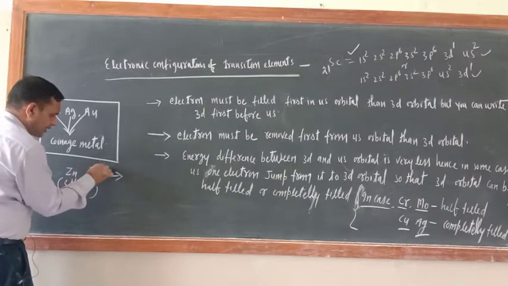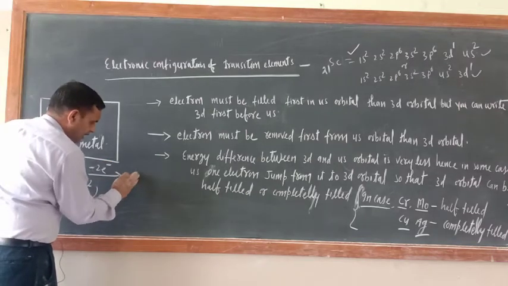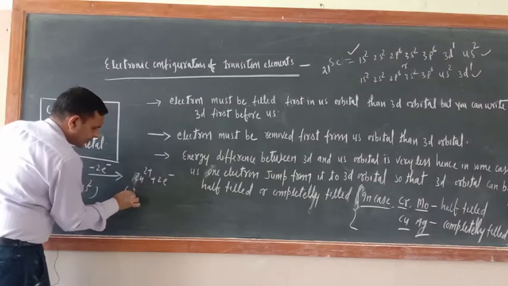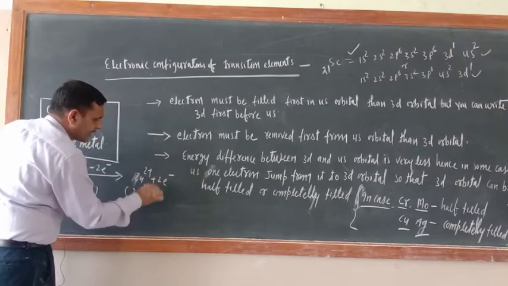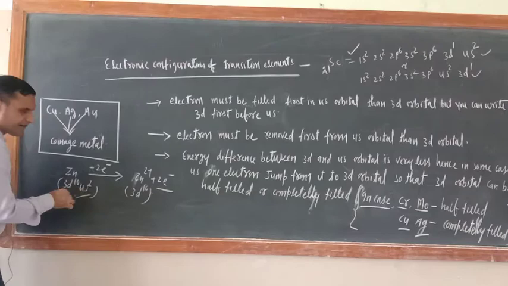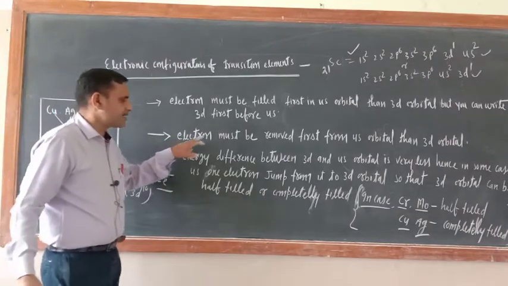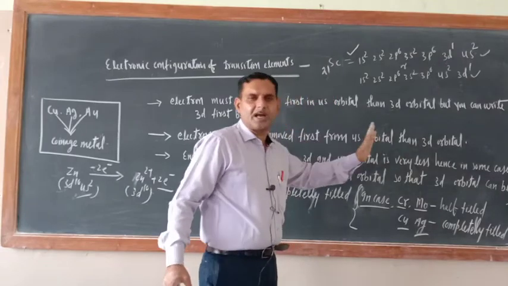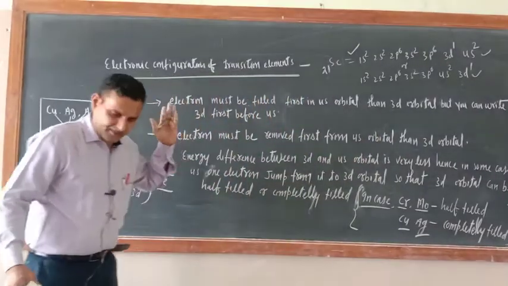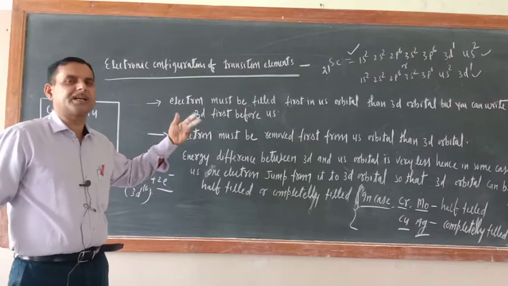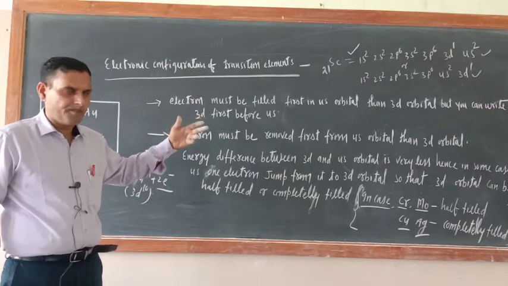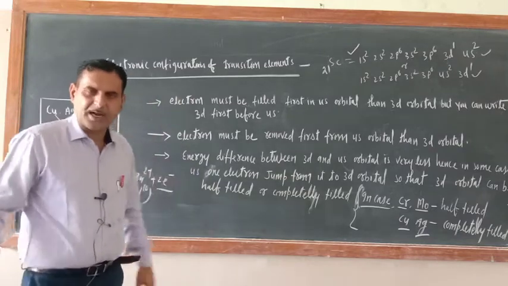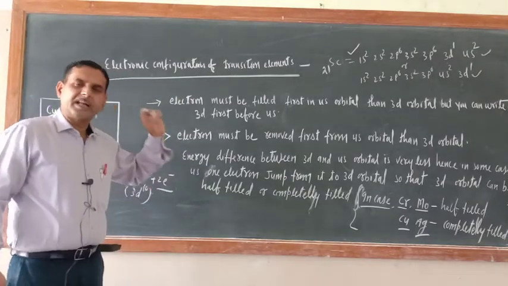Now minus 2 electrons. So now Zn2+ plus 2 electrons. So here 3d10 remains intact. Which electron has come out? 4s only. So the second point is electron must be removed first from 4s orbital, then 3d orbital. Removal is also important, especially in case of oxidation state. So these are the 2 points.